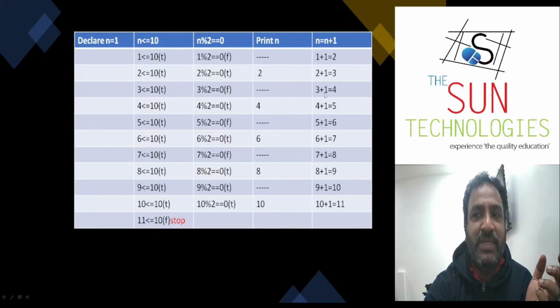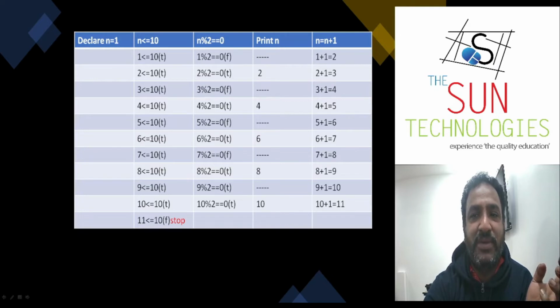3 plus 1, 4. 4 less than or equal to 10. 4 modulus 2 equal to 0. The condition is true, and 4 is displayed. And 4 plus 1, 5. 5 less than or equal to 10, and the condition is true. 5 modulus 2 equal to 0 is a fail. And you don't display anything. And 5 plus 1, 6.